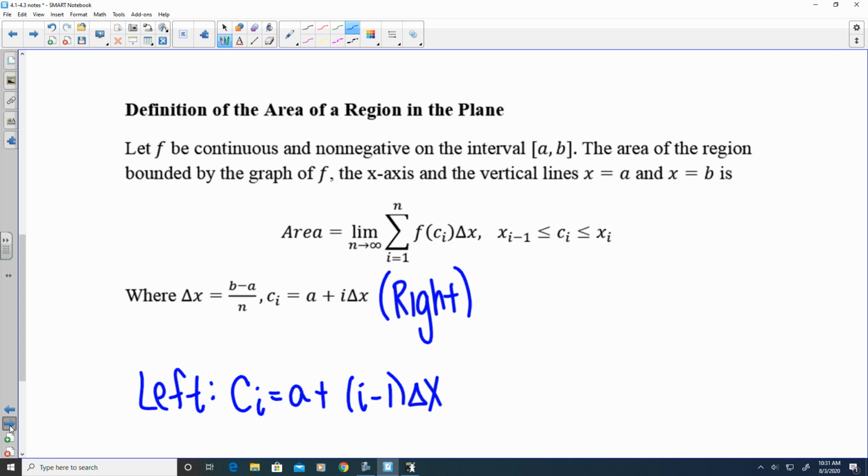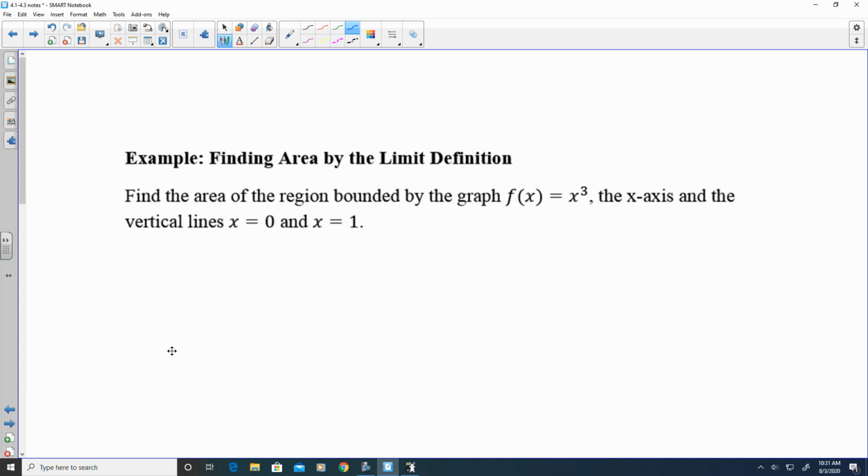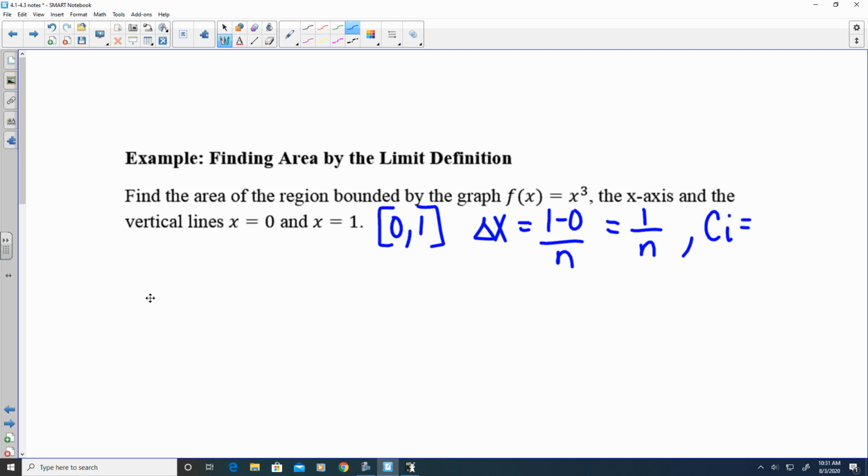Okay, just a couple more examples with that. And we're just going to do the right now that we know if we take the limit as n approaches infinity to find the area, we're going to get the same area either way. So why not use the easier one? Here we have our interval from 0 to 1. So delta x is 1 over n with n subintervals. So then our CI is 0 plus I times delta x, or I over n.